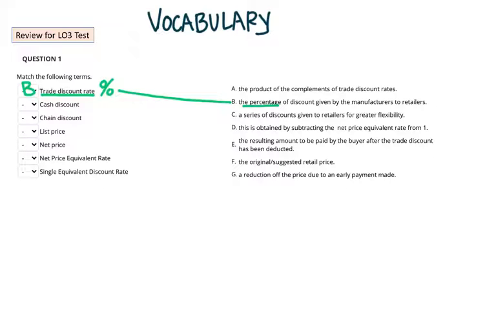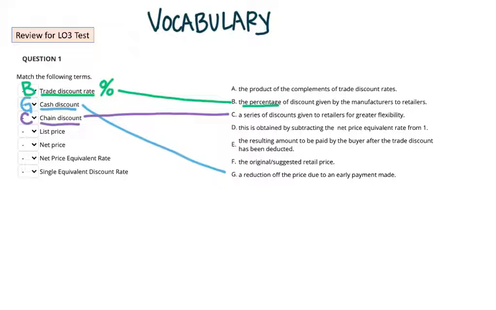Okay, next one, a cash discount. This is when if you pay the bill or the invoice early, then you get a reward or another discount, and that would be this choice G. A reduction off the price because you paid early. Chain discount is when you have multiple discounts on the same transaction. The same thing that you're selling is going to get more than one discount. So in this case, that is this series of discounts. That's more than one discount that is offered.